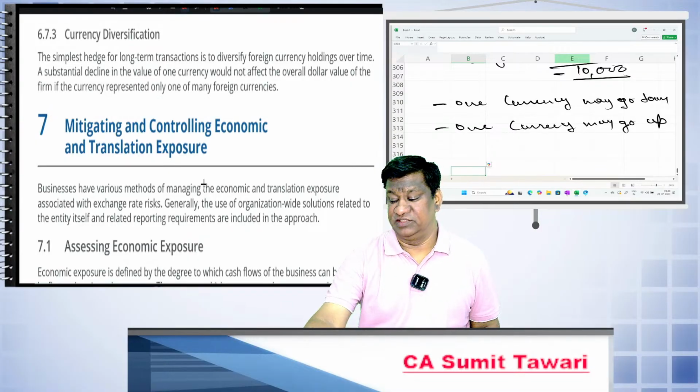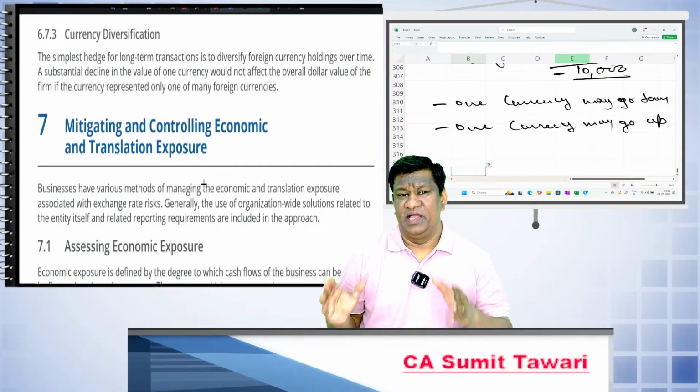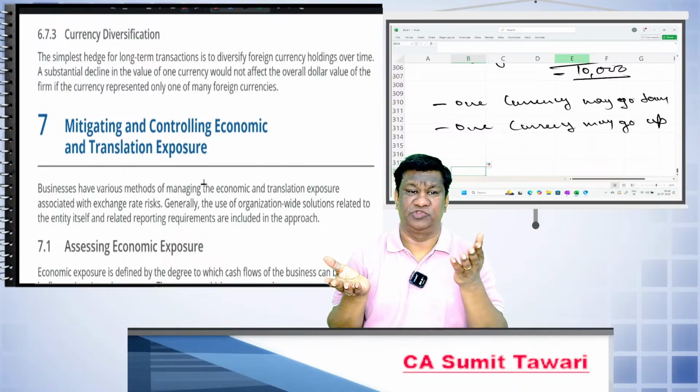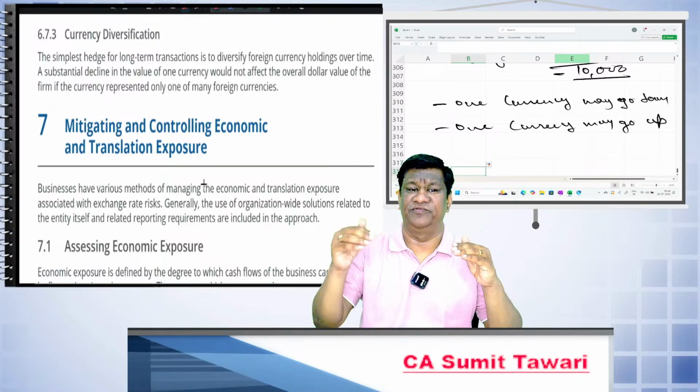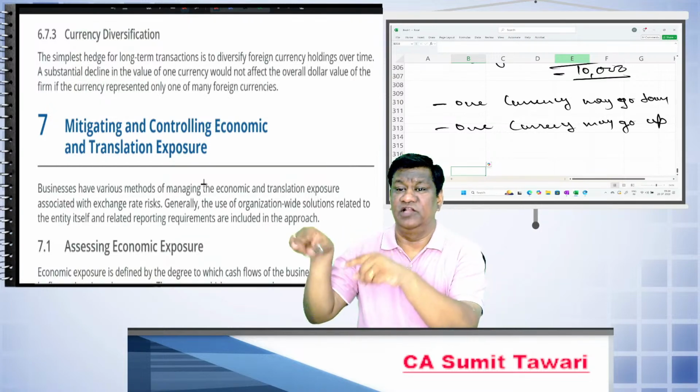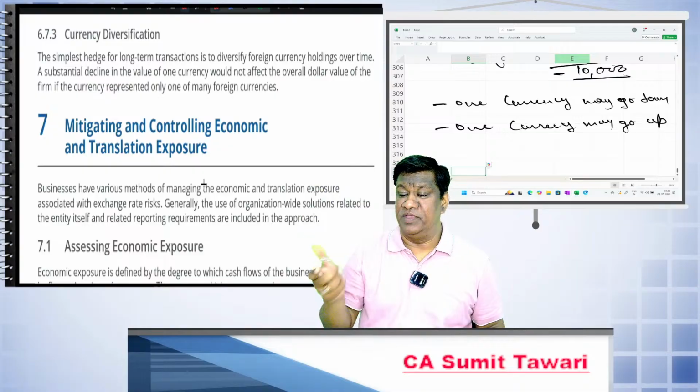Generally, like we saw, the euro may become stronger and the INR may become weaker. But if I maintain 50% euro and 50% INR, my total valuation in dollars may be the same.